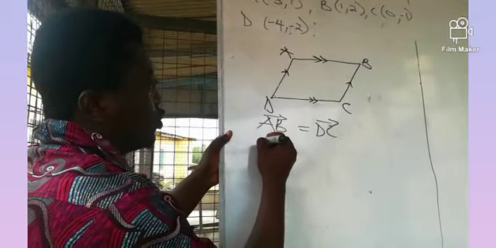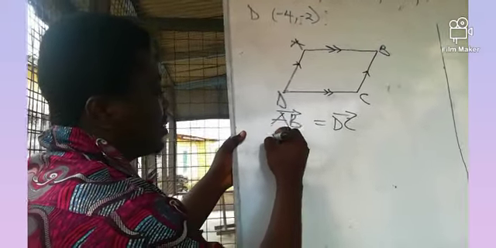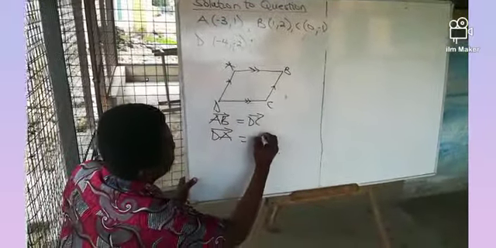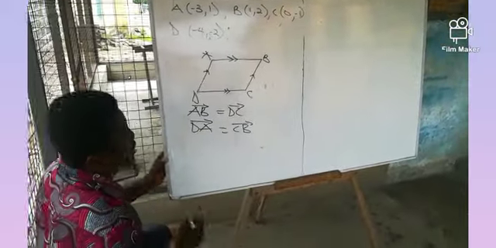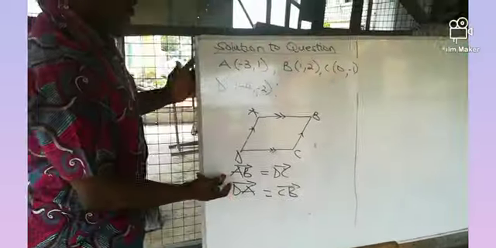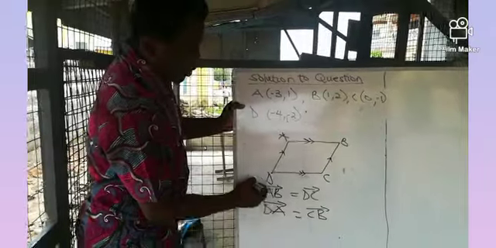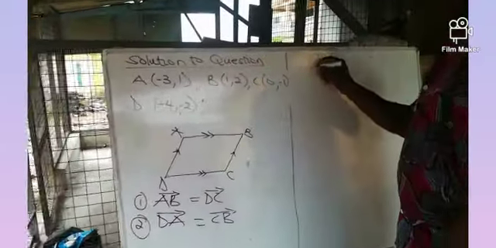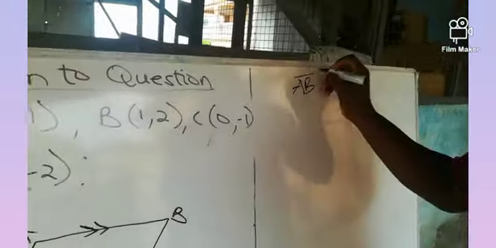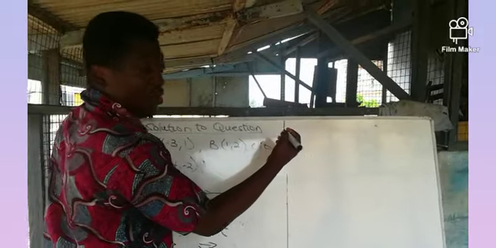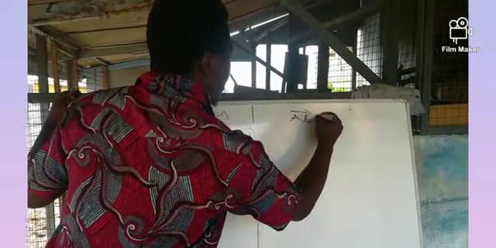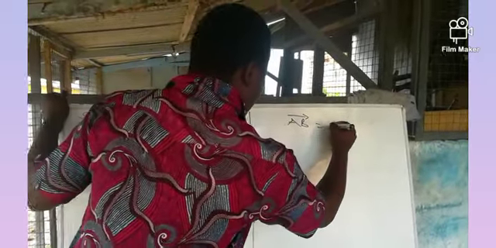Or one can also use DA is equal to what? CB. So which one do you want to use? You can use the first one or the second one. But me, I would like to use the first one. The first one is saying AB is equal to DC.